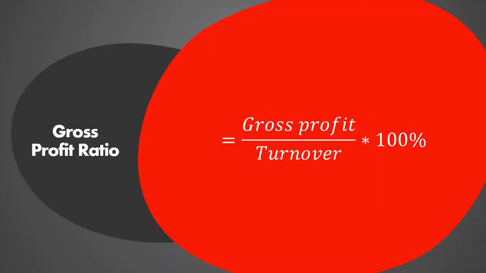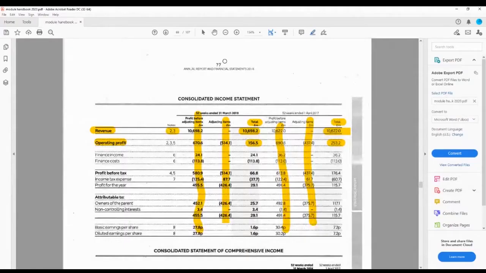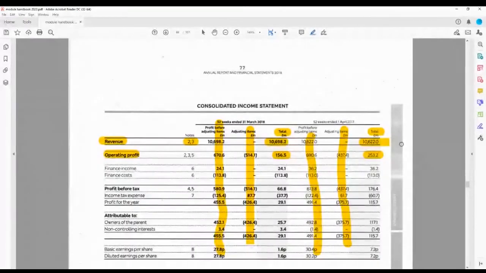Gross profit ratio is gross profit divided by turnover. Both of these figures should be available in the income statement. Let's go to the income statement now. So that's our income statement. So we are looking for gross profit figure, and it should be here, but it's not here, and that is the problem.